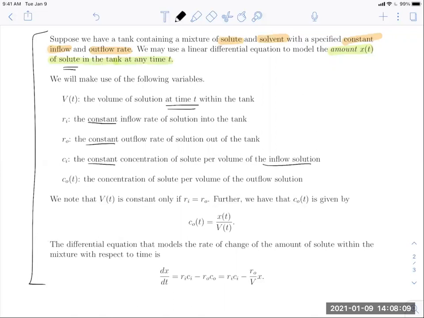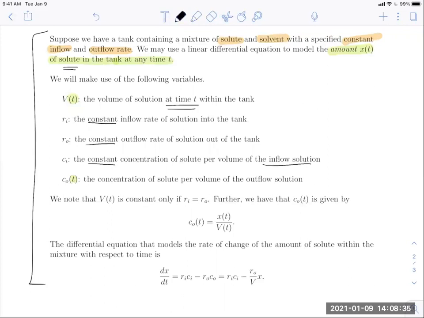But what is changing with time is the concentration of the solute of the outflow solution. So you're mixing some solution in with what you started. And as more and more gets mixed in, that concentration is changing with time. I just want to emphasize here that the volume may or may not be changing with time, and the concentration of the solute is definitely changing with time.